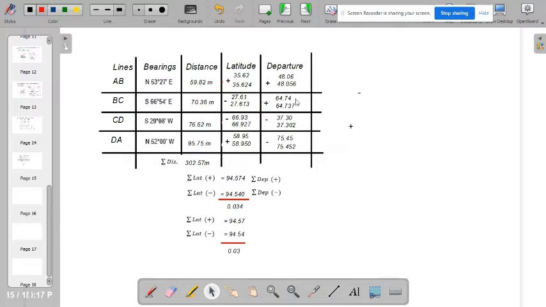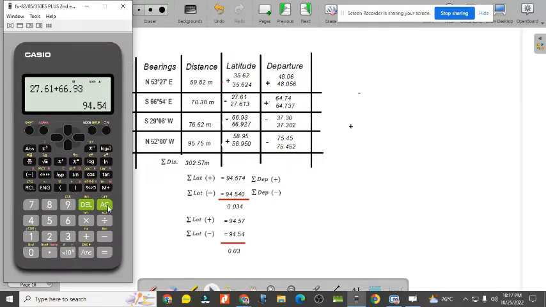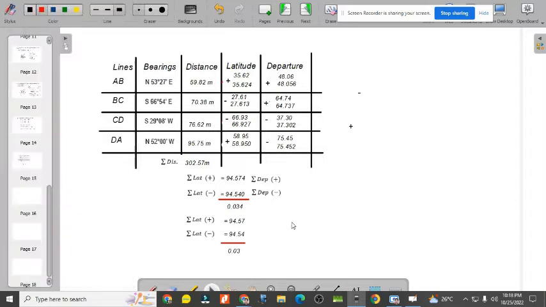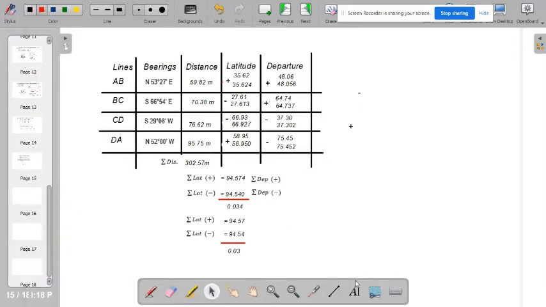Let's add the three decimal places for the positive: 48.056 plus 64.737. So 48.056 plus 64.737, that is 112.793. Okay, let's put an equal sign here.